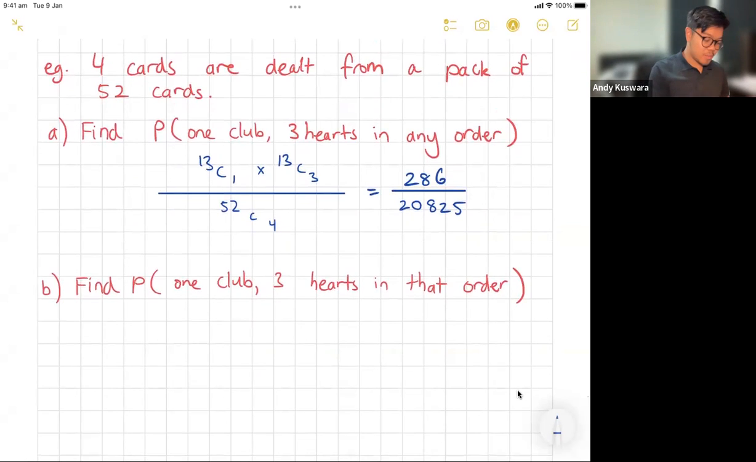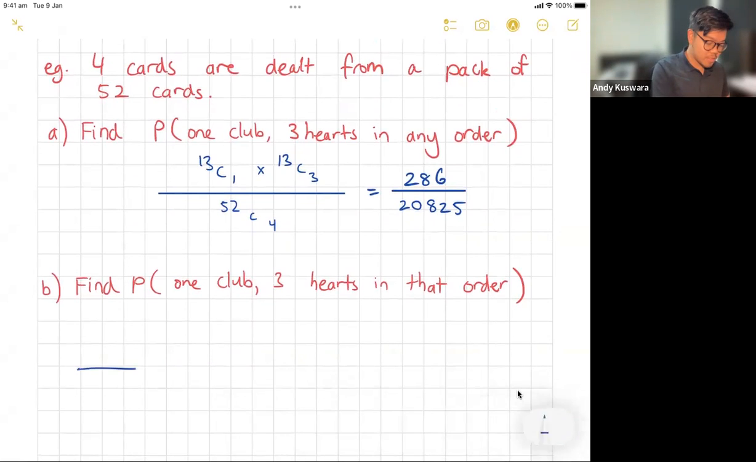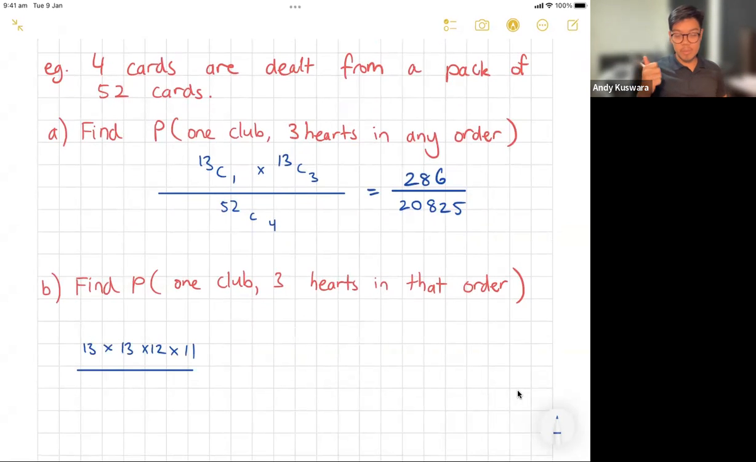Okay, so in other words, I want you to think this way. We can think of it in 2 different ways. Let me think of it in a logical way first. If I want the first one to be a club, it's going to be 13. 3 hearts is 13 times 12 times 11. That's the hearts, because there's 13 hearts at first. And then once I pick the first heart, there's 12 left. Then there's 11 left after. That's the amount of ways I can get it done.